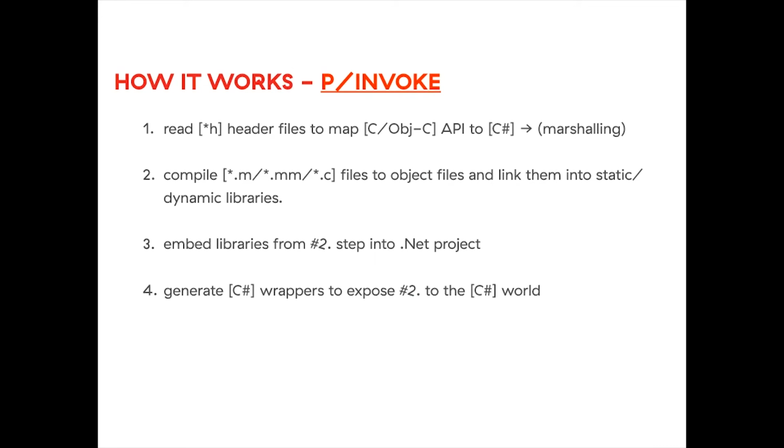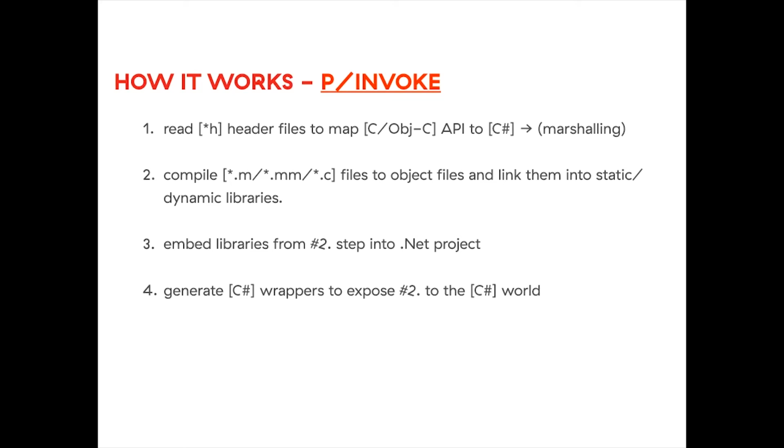How it works, platform invoke. Basically, it will read your header files, C, Objective-C or Swift, and it will map them to C#. This is called marshalling. Marshalling is very similar to serialization. Basically, it's a process of transforming a memory representation of an object to a data format that is suitable for transfer across the boundary from unmanaged to managed space.